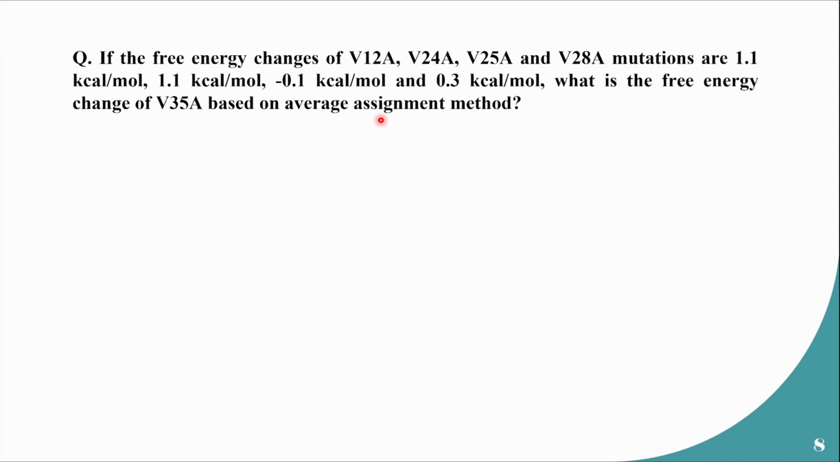Okay, so I see one answer, 0.6. Yeah. So as the name of the method suggests, it is an average assignment, right? That means that since it is a valine to alanine mutation, we have to consider all of the valine to alanine mutations for which the free energy values are observed or given, and then take basically an average of them, right? So average in this particular case is basically the mean value, right?